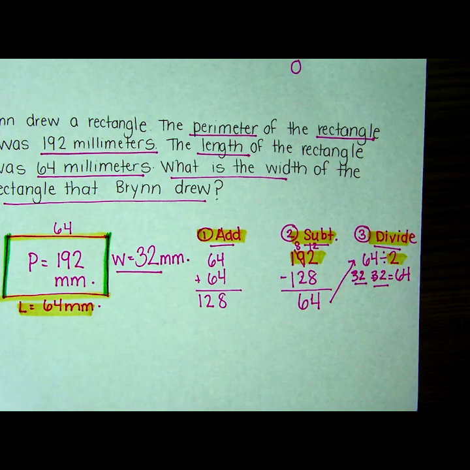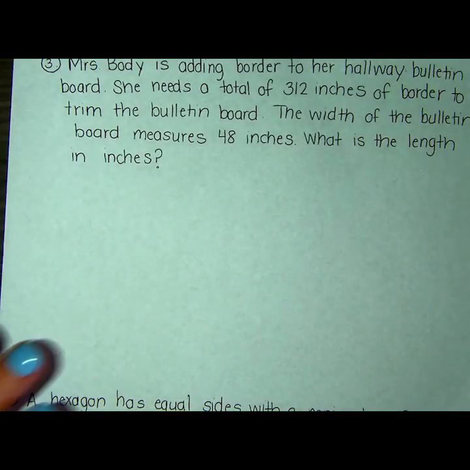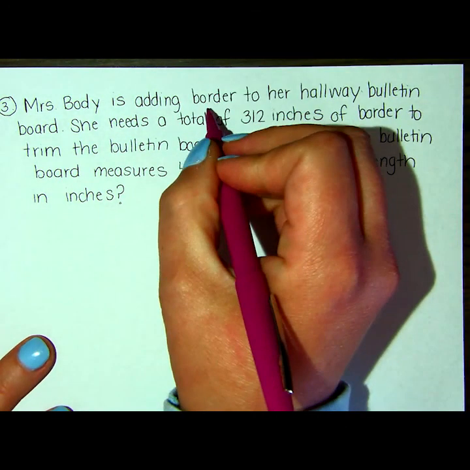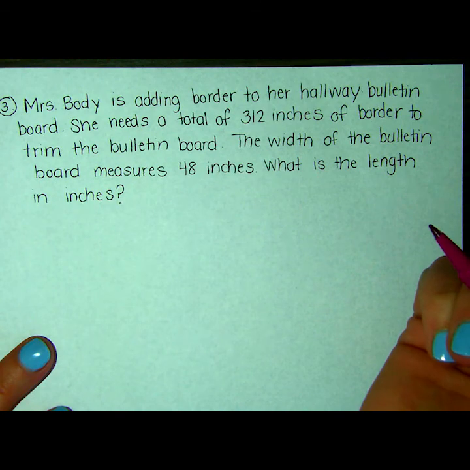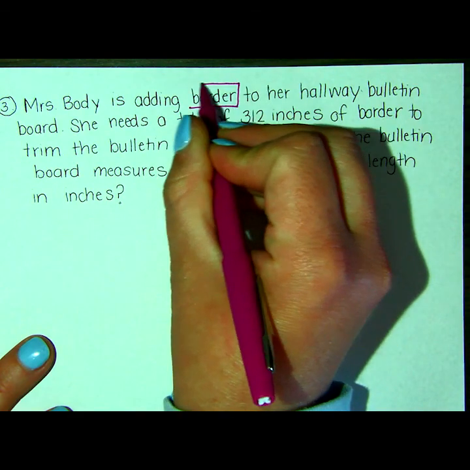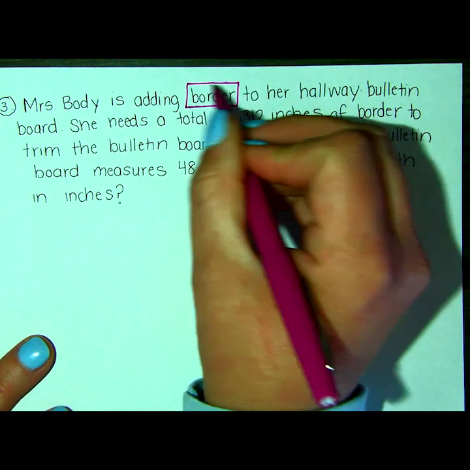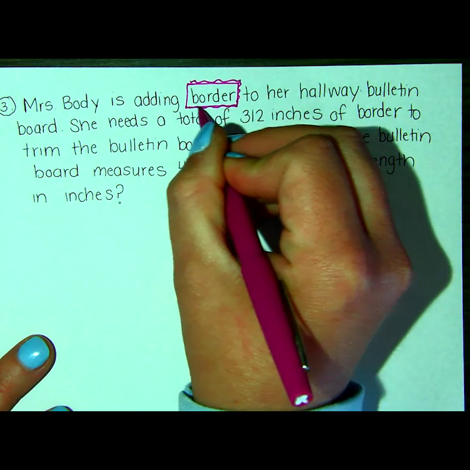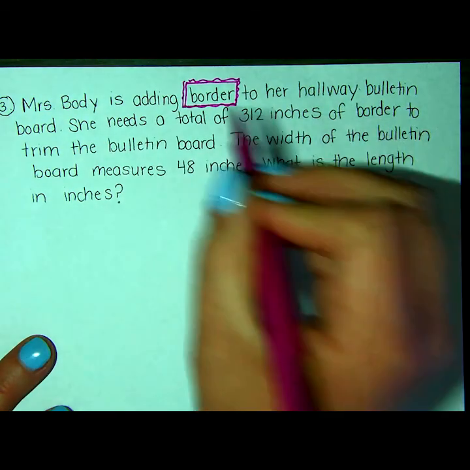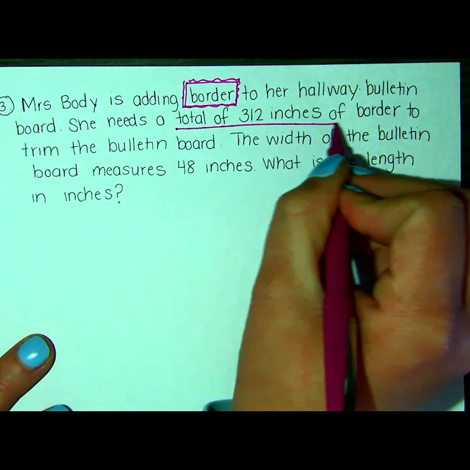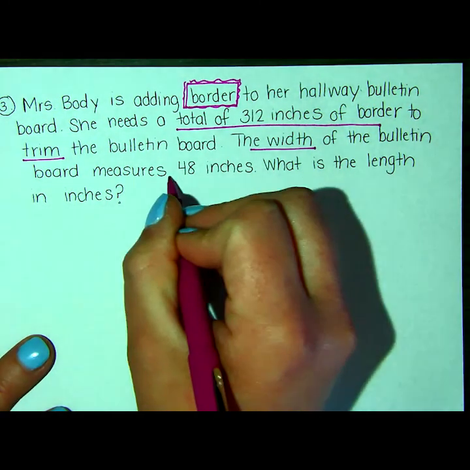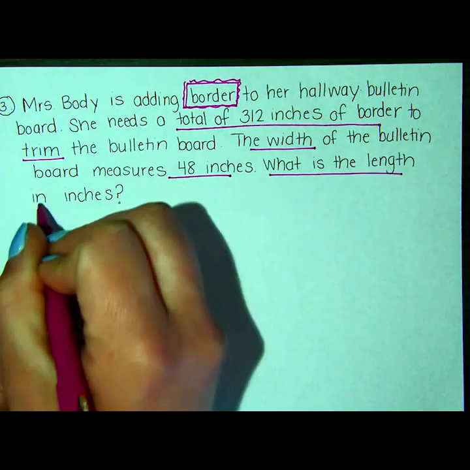Let's try another one. Problem number 3. Mrs. Body is adding border to her hallway bulletin board. Oh, okay, so it's not telling me that we're doing perimeter. I don't see the key word there, but I know, because I really think about the words I'm reading, that border refers to around the outer edge of a bulletin board. She needs a total of 312 inches of border to trim the bulletin board. The width of the bulletin board measures 48 inches. What is the length in inches?